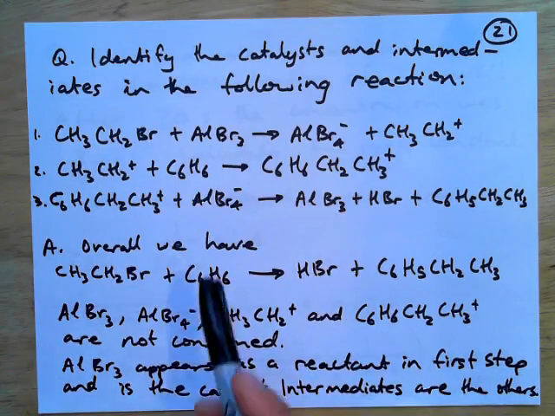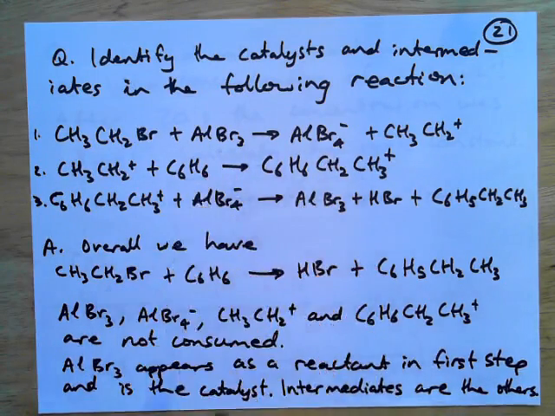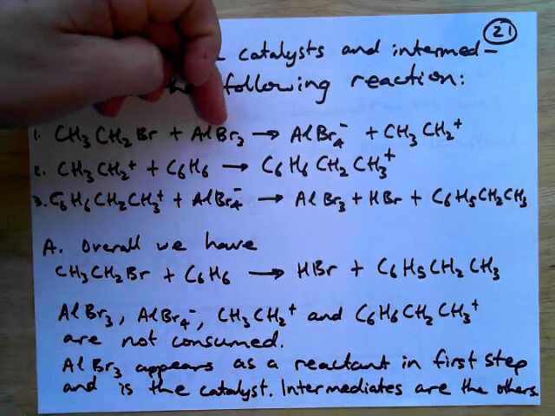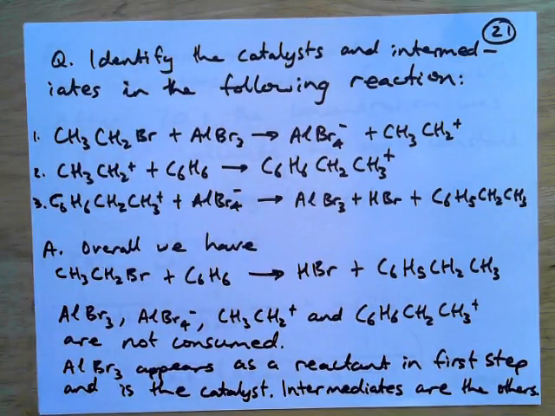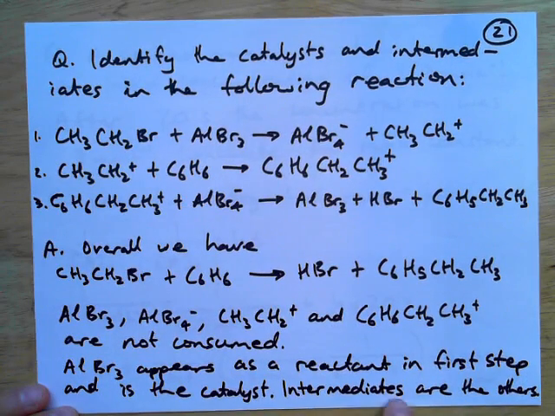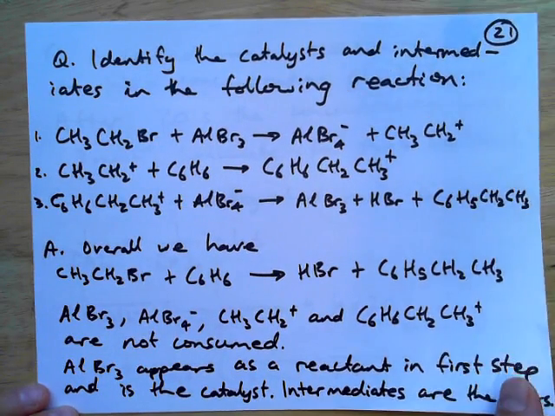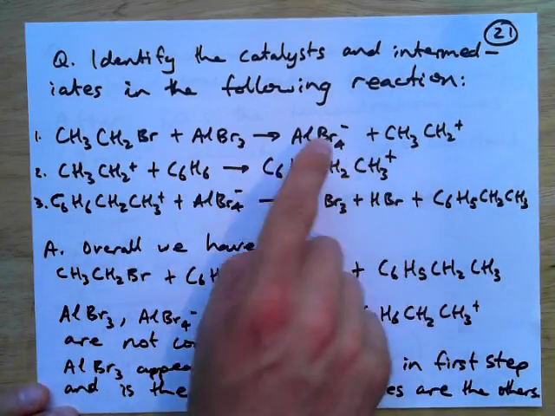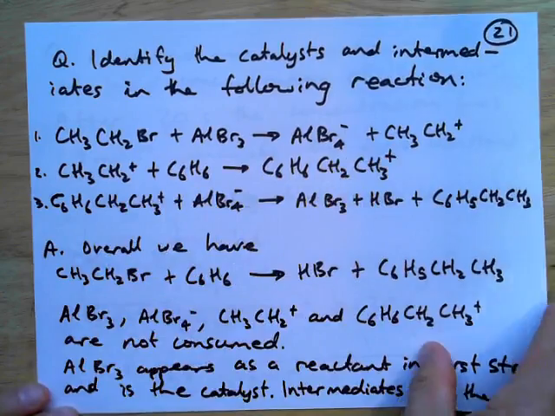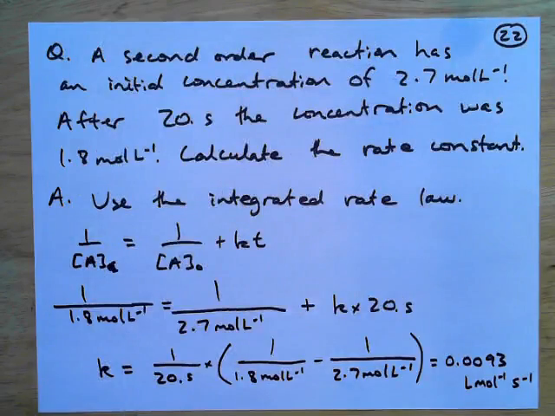But all these other ones are involved in intermediate steps. The term intermediate means that they're in the middle. This catalyst is not in the middle. It's used to facilitate the reaction. Because the AlBr3 appears as a reactant in the first step, it is the catalyst. The other ones are all called intermediates. Not all the species, just the ones that appear and disappear. So I hope that helps.